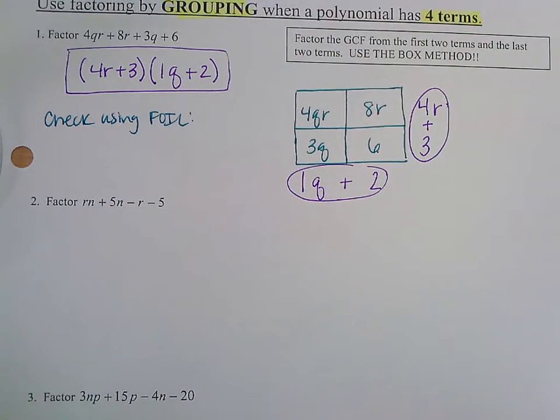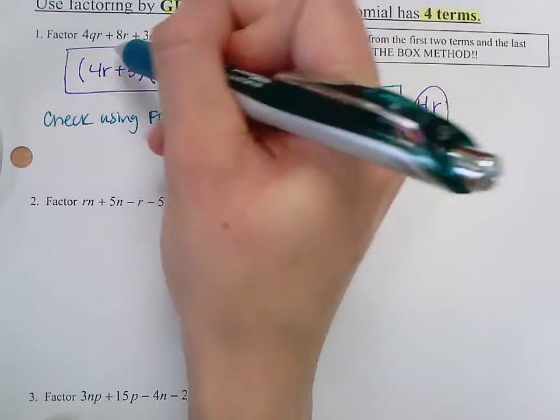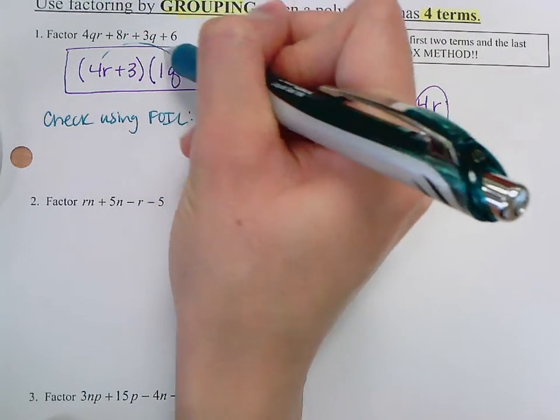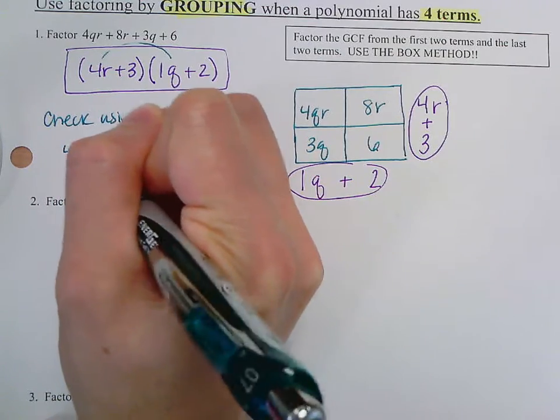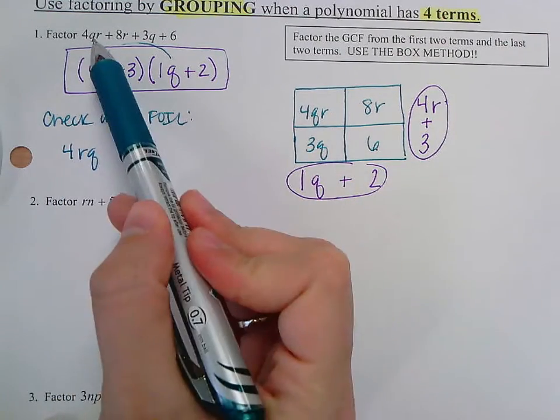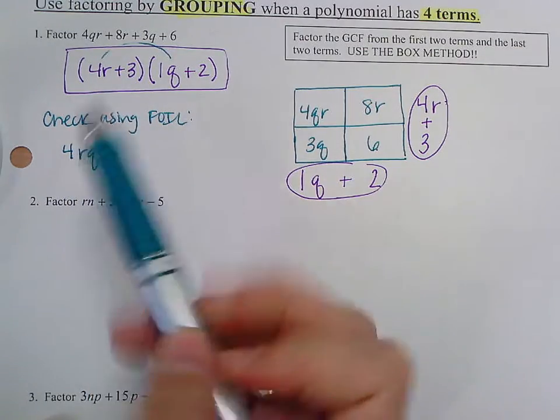Because I said when you're factoring, you can always check. Factoring can also be referred to as reverse FOILing. So if I were to use FOIL, I'd have 4R times 1Q, so 4RQ, which RQ and QR, those are the same thing. I just wrote them in a different order.